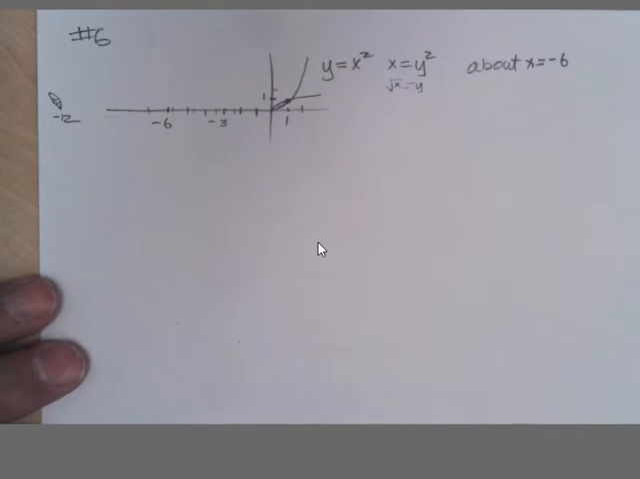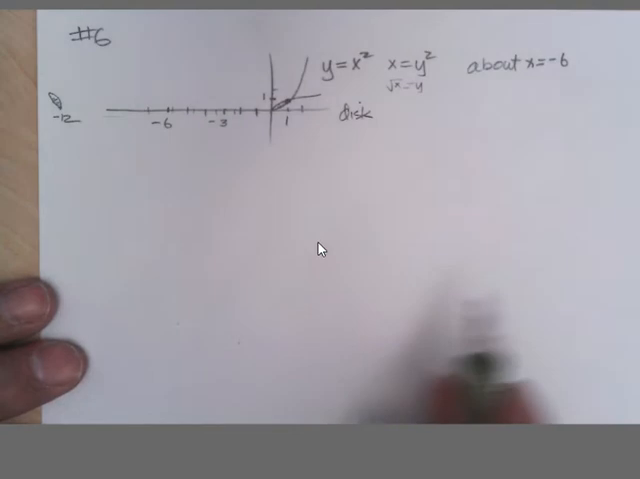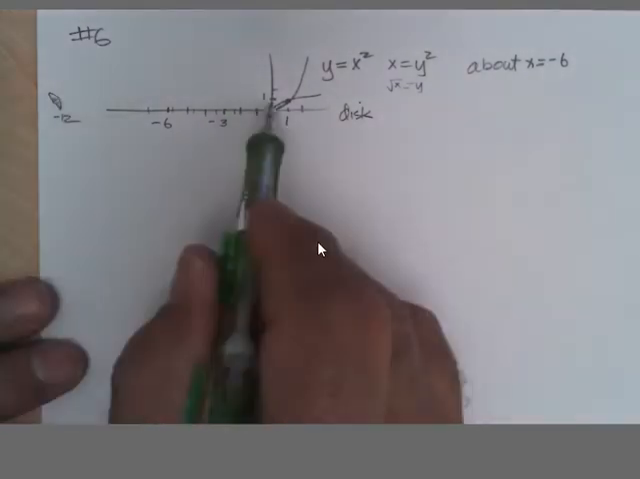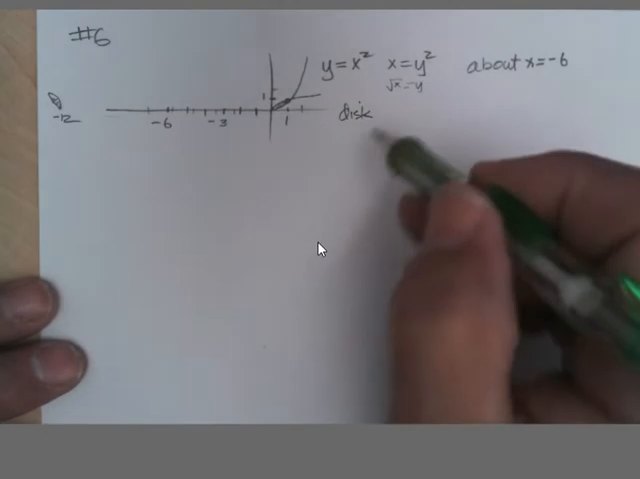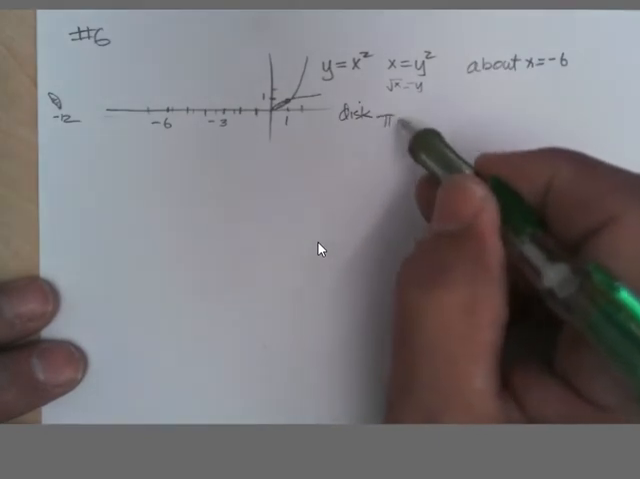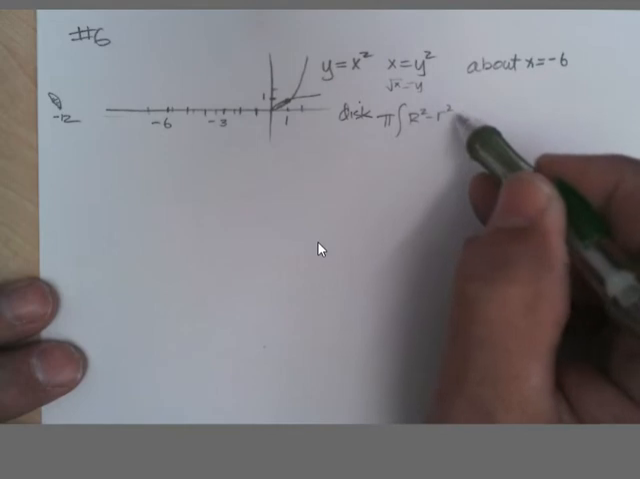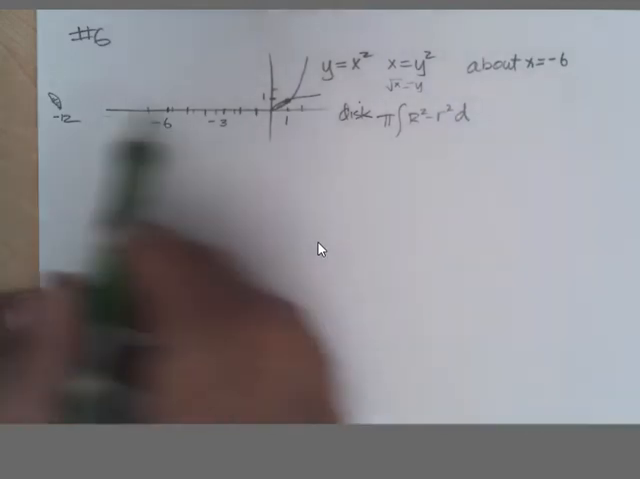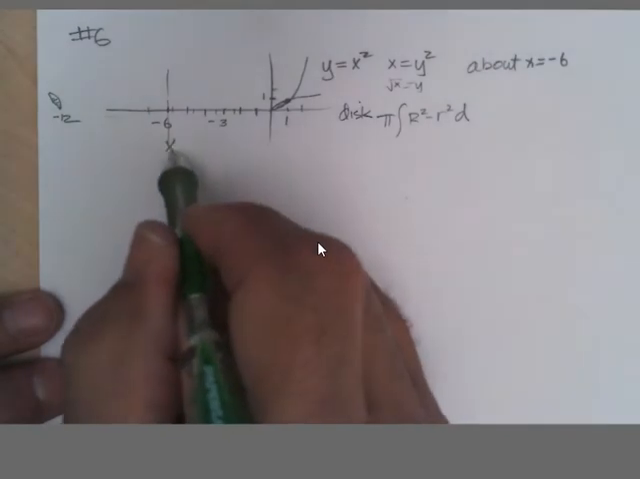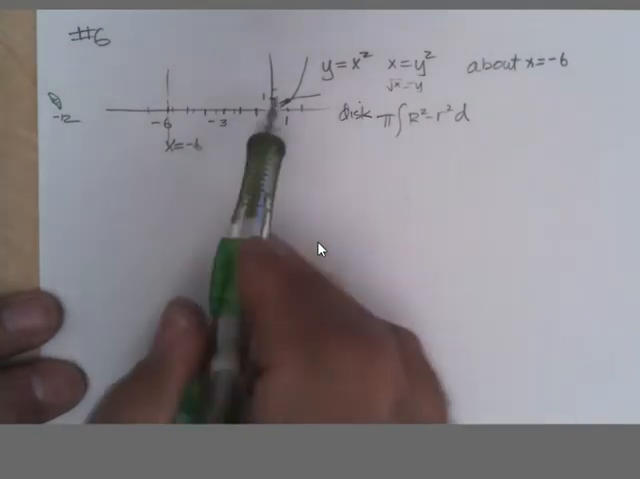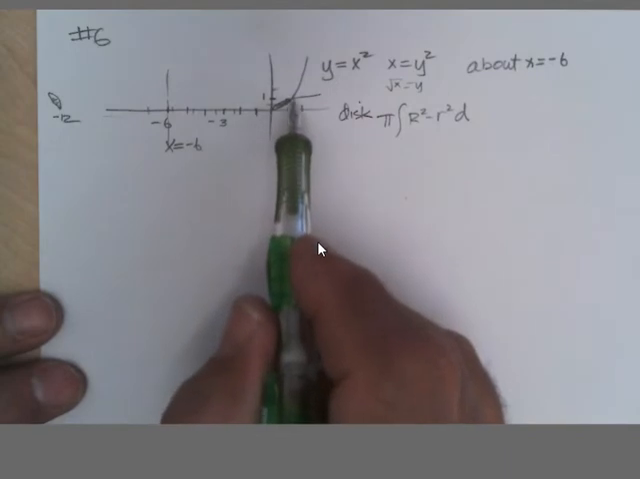So if I'm going to do a disk on this one, it's going to have a hole in it, a really big hole. There's not a whole lot of volume between these two, but it's going to be pi times the integral of big R squared minus little r squared d. Let's see, if I'm going to slice it, the axis of rotation is x equals minus 6, so the slice is going to be this way. Its thickness is dy.